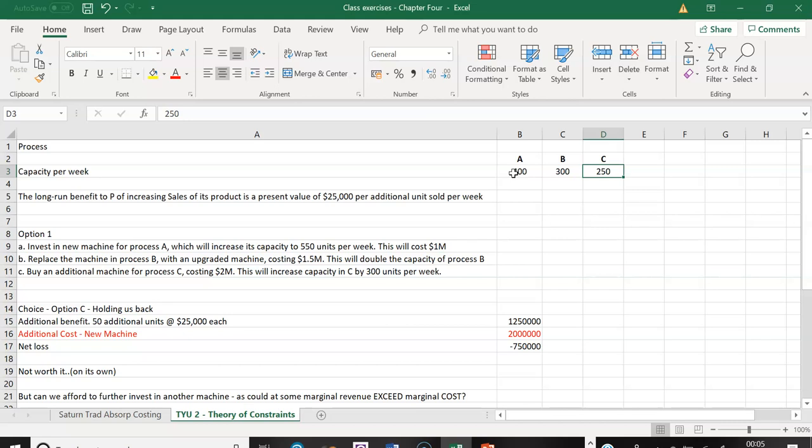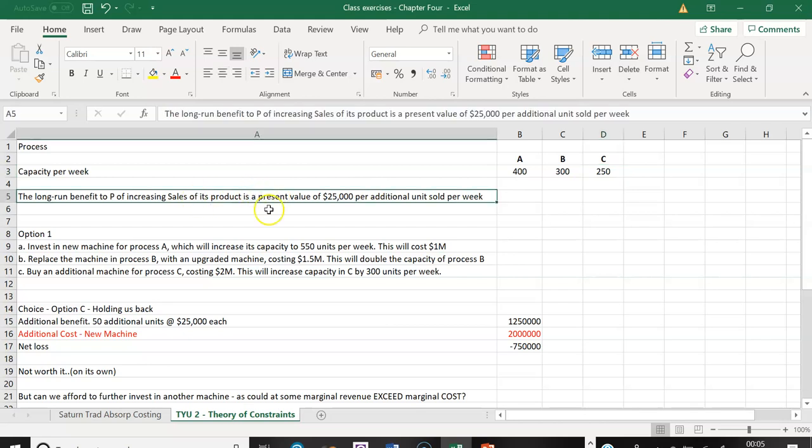That's the capacity it can take, just because they're different processes. And what they tell you, given this scenario, is that for every additional unit that we sell, think of that as your marginal revenue, if you can do something to sell an additional unit, you'll make 25 grand for every additional unit you sell.